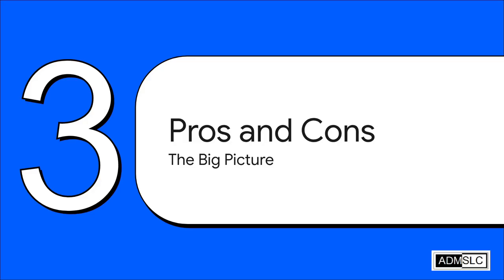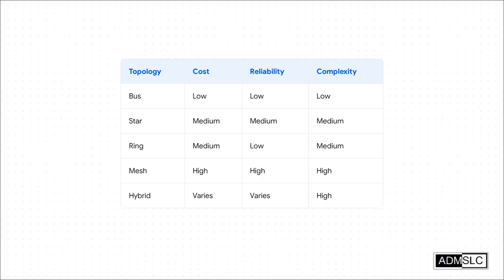Okay, that was a lot to take in, so let's zoom out and put all of this together in one place so we can really see the big picture. Just look at this table. It lays out the trade-offs perfectly, doesn't it? You can see the pattern clear as day. As you go from a simple bus to a complex mesh, what happens? Cost and complexity shoot up, but so does reliability. It just goes to show you there's no single best choice. It's always a balancing act.